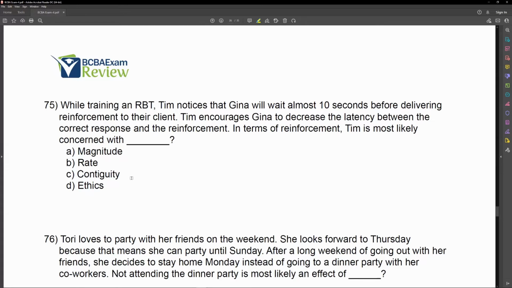What about contiguity? What is contiguity? Well, that's closeness of reinforcement, right? The closeness of the reinforcement to the correct response is important. That influences what behavior you're increasing. It influences what response you're reinforcing. Contiguity has to do with the closeness of reinforcement, which is very important. That's what Tim is trying to focus on here. So C looks like our answer. What about D, ethics? We're not worried about the ethics here. We're worried about the contiguity of reinforcement, that closeness of reinforcement.